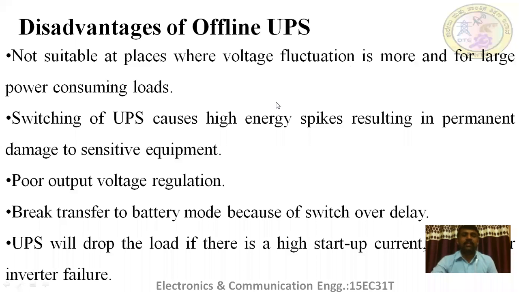Let us discuss what the disadvantages are. This offline UPS is not suitable at places where voltage fluctuation is high and for large power consuming loads. For both cases, where there are a lot of fluctuations or where there are a number of high power consuming loads, this UPS is not suitable. High power consuming means three-phase supply devices, or maybe single phase AC supply devices like refrigerators, air coolers, and some other AC equipment.